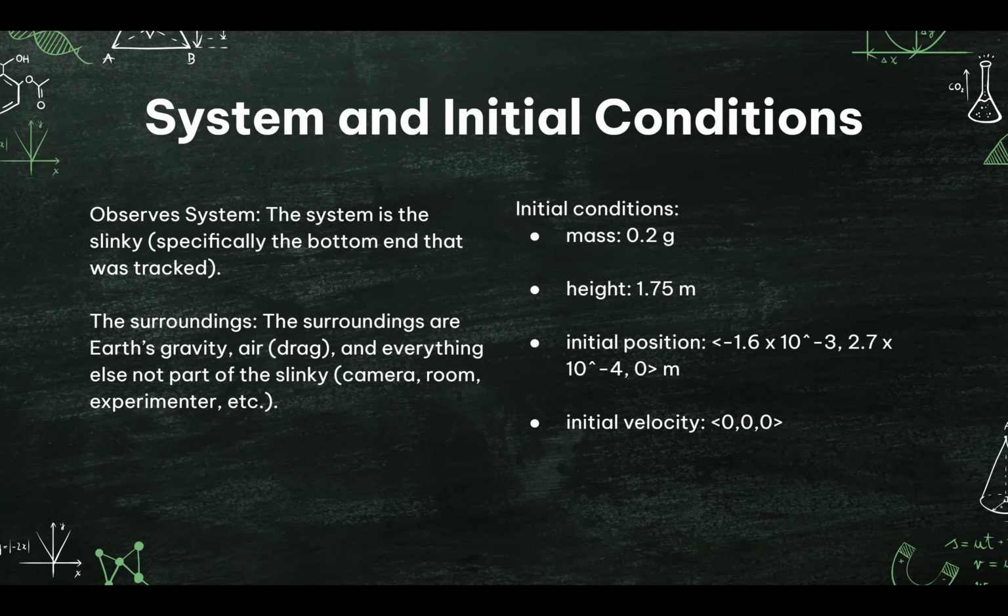The initial conditions: the mass was 0.2 grams. The height was 1.75 meters. The initial position was negative 1.6 times 10 to the negative third, 2.7 times 10 to the negative fourth, and 0, in x, y, and z respectively. And the initial velocity was 0 meters per second in each direction.